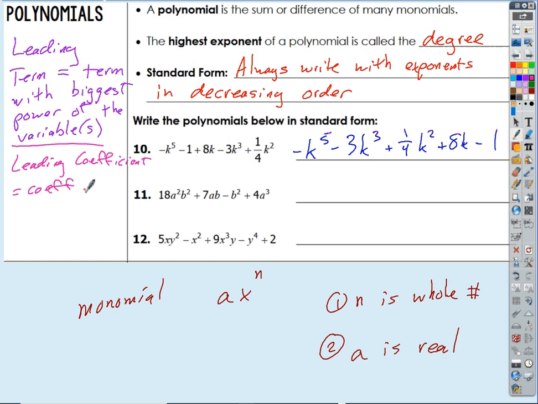Yes, sir? My question is, if you had multiple different variables, would you do greatest power per variable, and then do one variable and then the next variable, or would you still just do greatest power to least power? Good question. What do you think here? I'll let you guys tell me what your intuition tells you, and I'll tell you if you're right or wrong. But what do you think the leading term is? Alphabetical? I have no idea. Okay, biggest exponent to least exponent.